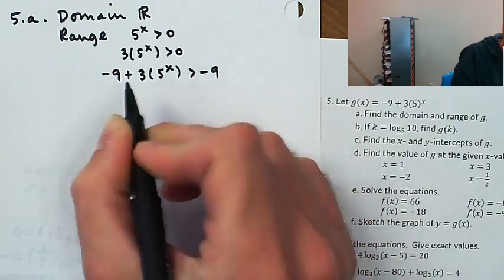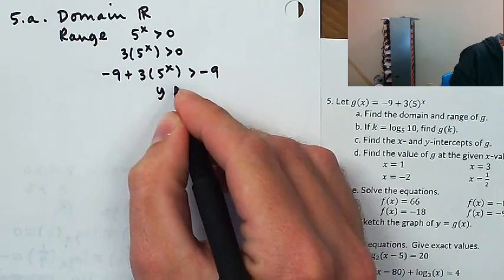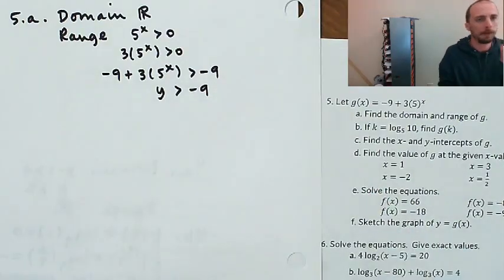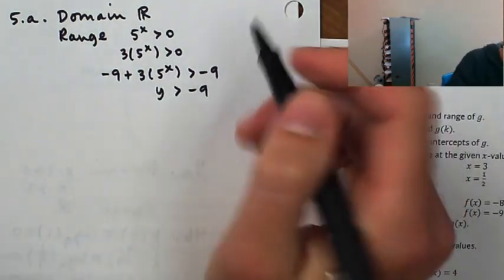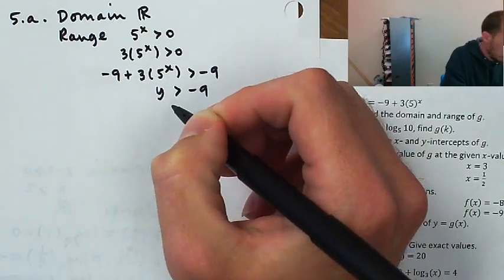That's going to be greater than negative 9. I'm just adding negative 9 to both sides. And that's a formula for y. Y is greater than negative 9. If you can just determine that by looking at the equation, great, go ahead and do that. But if you need to work through the steps, that's what you do right here.